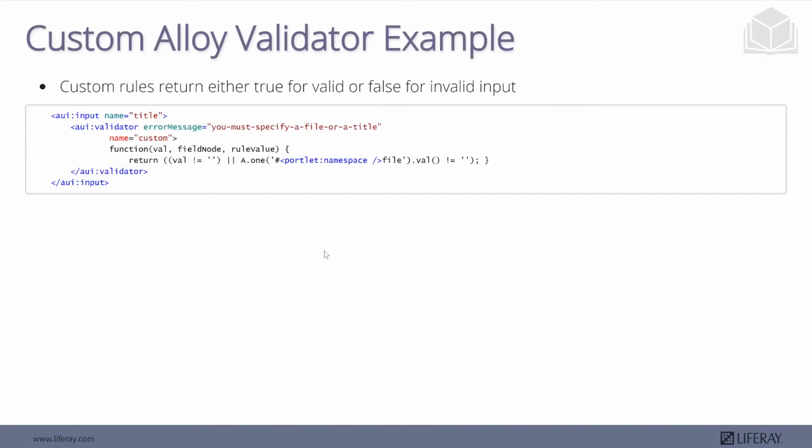We can also create our own custom Alloy UI validator as well. So you can add some logic to determine what is deemed valid. If the validator doesn't have the proper value that you're looking for, you can create your own rules or your own type of validation.